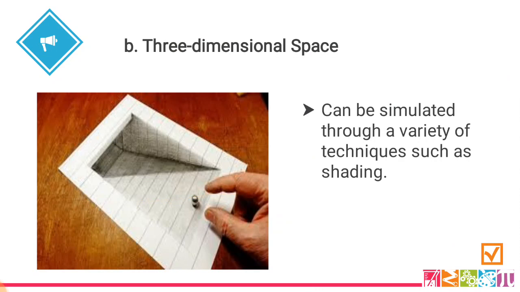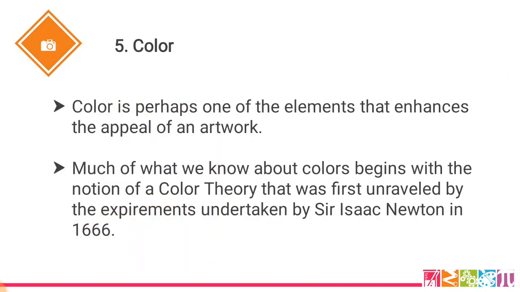So as what you could see in the example here, it is a technique wherein you are trying to draw a two-dimensional object, but with the use of shading, shadows, and the like, you tend to make a three-dimensional space. And now we have the color. So this is our favorite when we talk about visual arts.